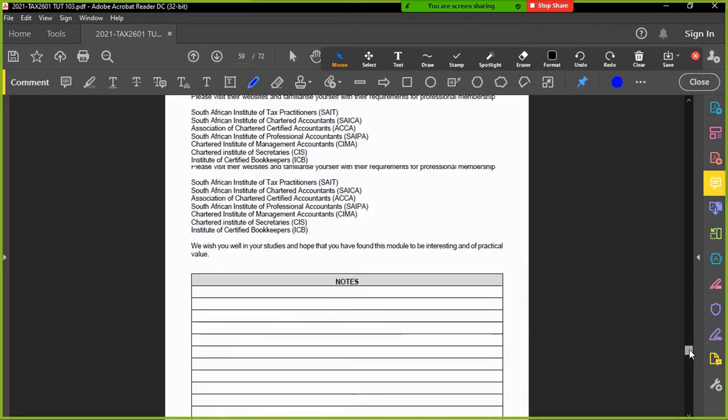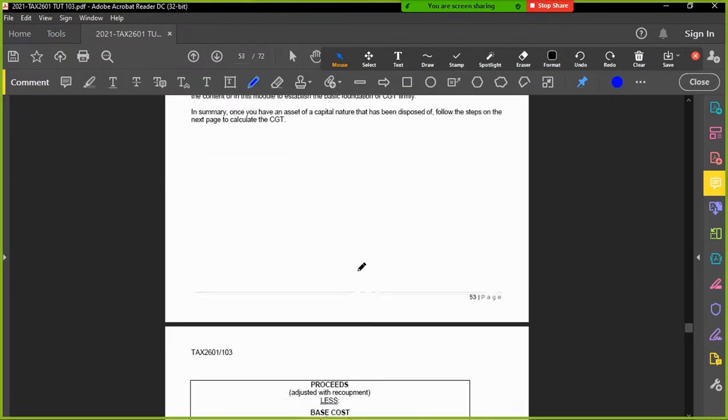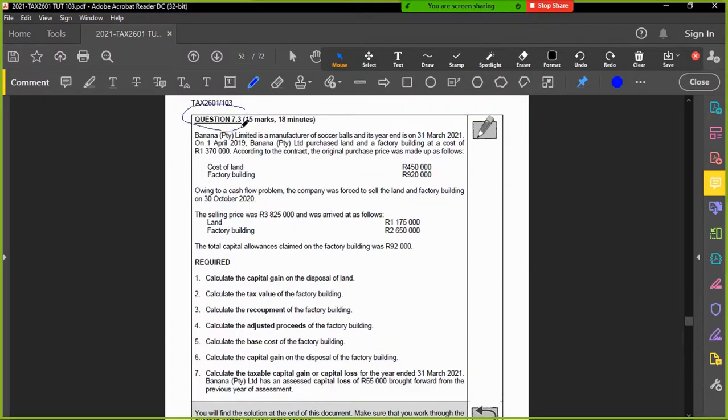Let's go back to the textbook. I've done 1 and 2 with you. There's obviously a few more here that you can have a look at. Have a look at 3. If I look at 3, what does it say here? On the 1st of April 2019, they purchased. Okay, this is post. That one's an easy one. Do you see that? Yes. So this is similar to 7.1.